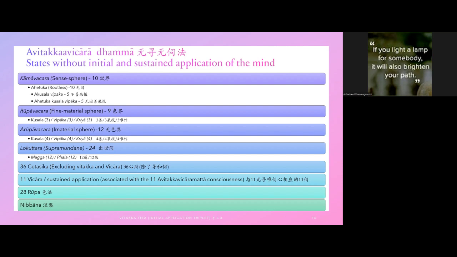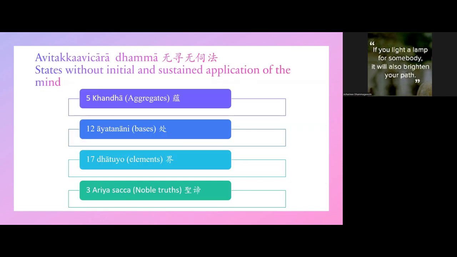In addition, all rupa and nibbana are also not associated with vitakka or vichara. Therefore, they are also classified here. The avitakkaavicārā dhammā are classified under 5 khandha, aggregates, 12 āyatana, bases, 17 dhātu, elements, and 3 ariya sacca, noble truths.